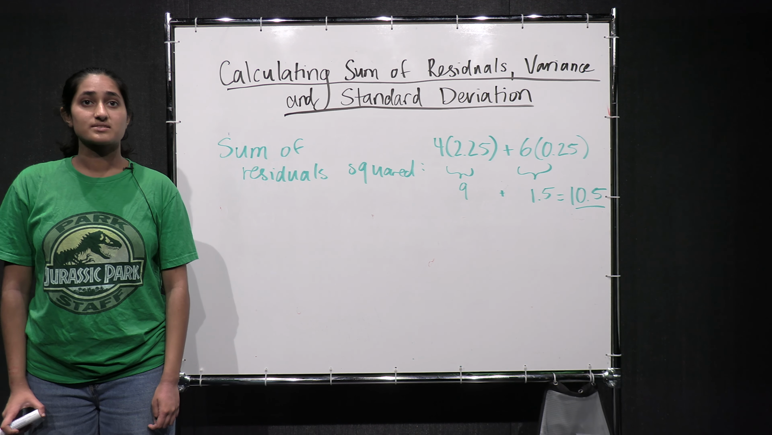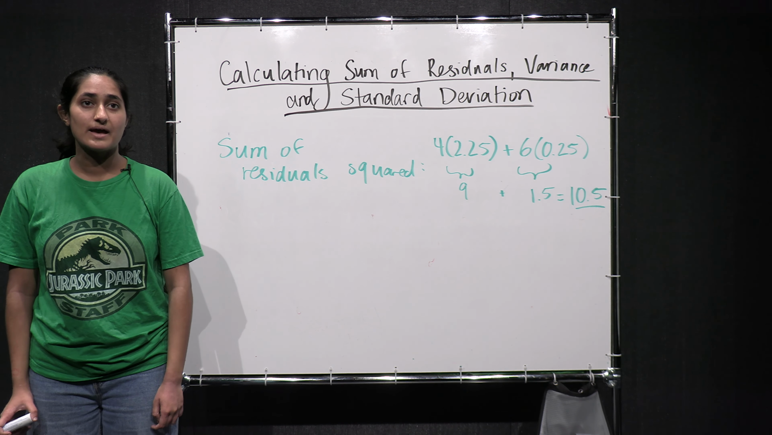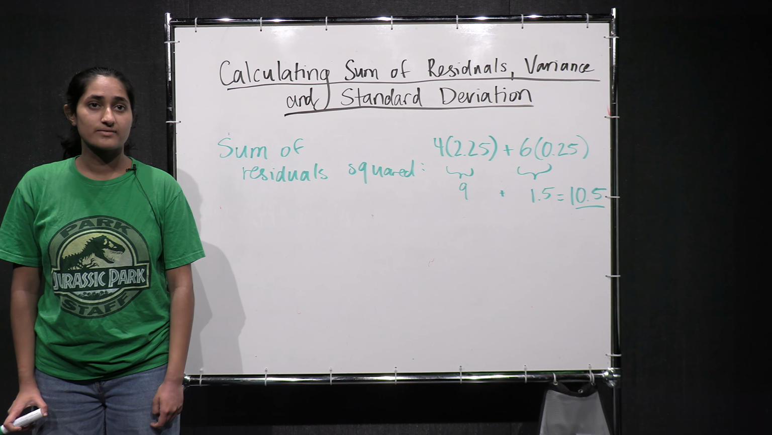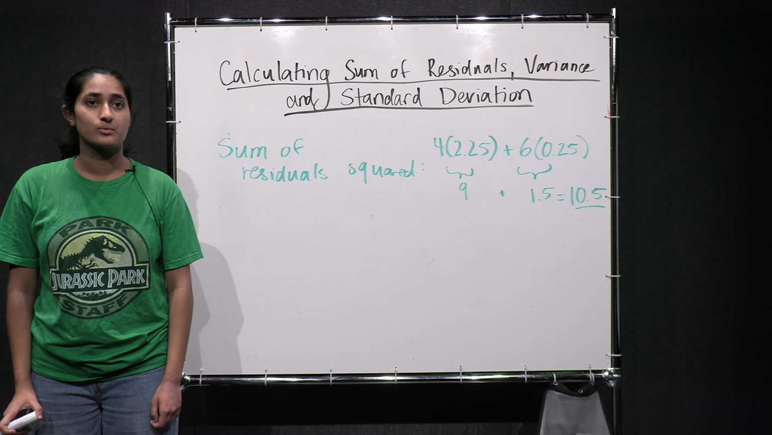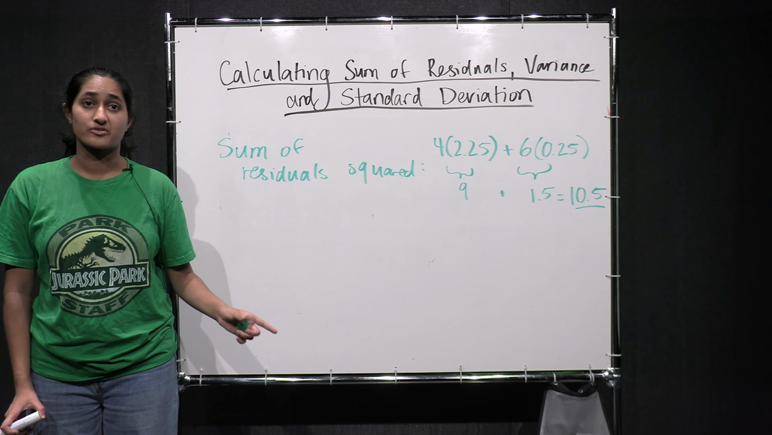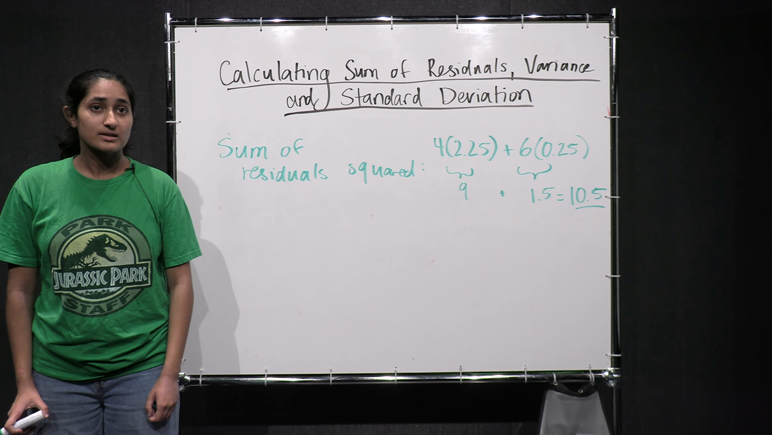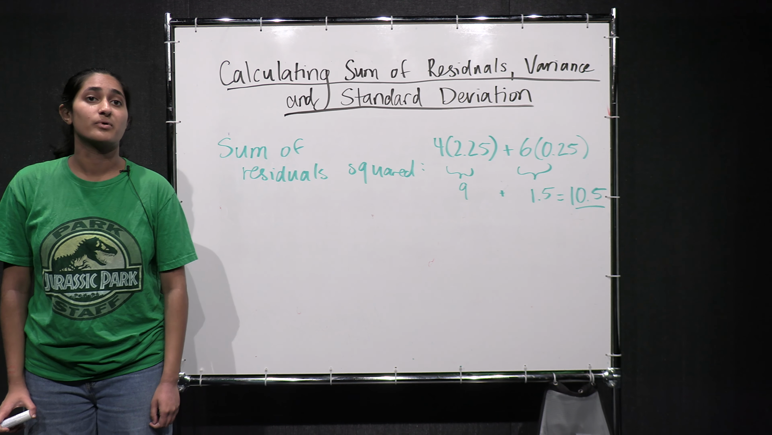The variance is that sum divided by n minus 1, where n is our number of measurements. So our variance is given by 10.5, or 21 halves, divided by 9, our number of measurements minus 1. That gives us 7/6, or 1.167.